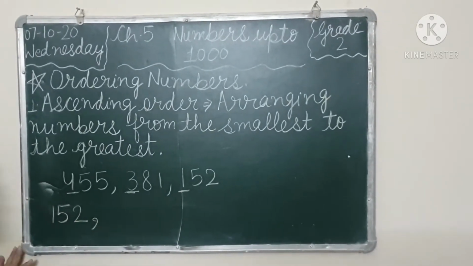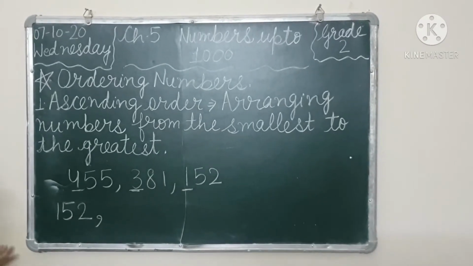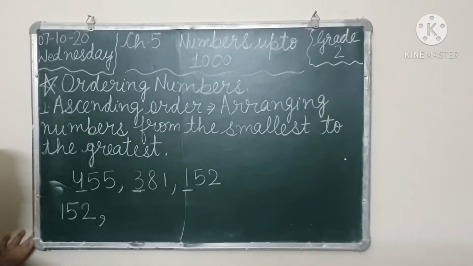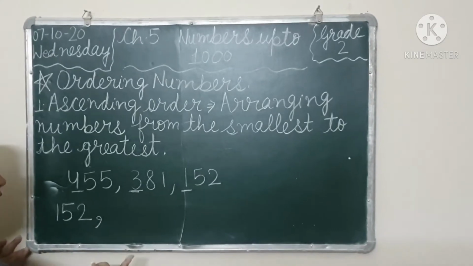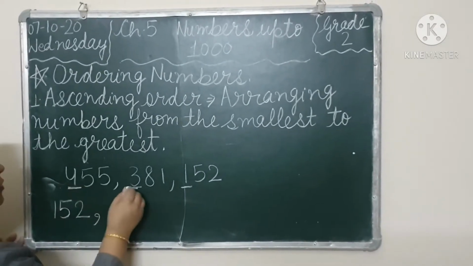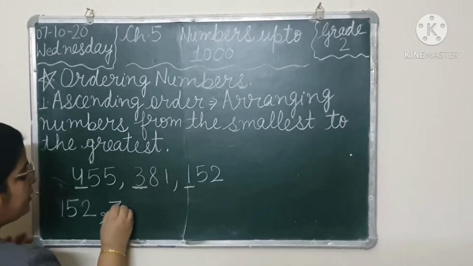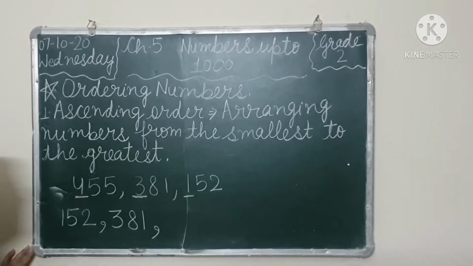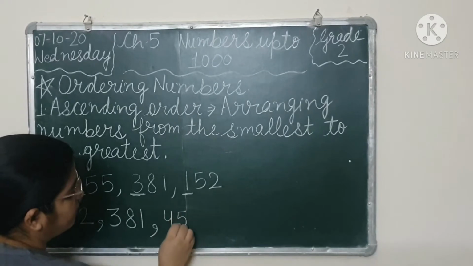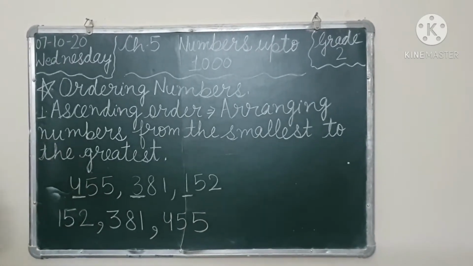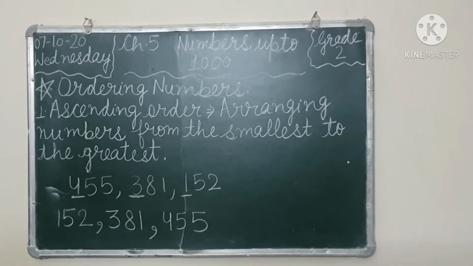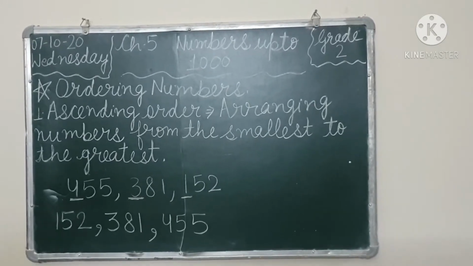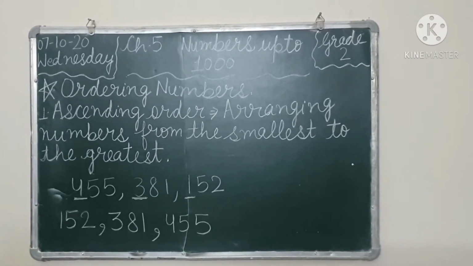Which is the smallest number? 152. And then, smaller to bigger, which number is bigger than this? 4 and 3. So the bigger number is 381. And then the greatest number is 455. Which is the biggest number? 455. Ascending order means arranging the numbers from smallest to the greatest. Clear?